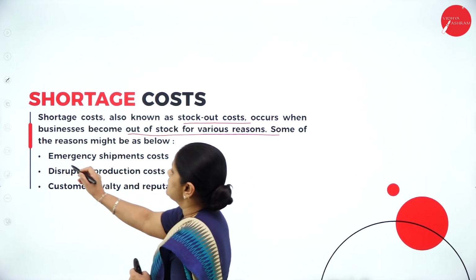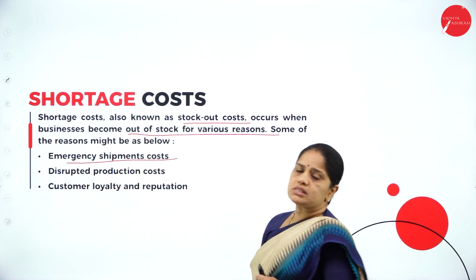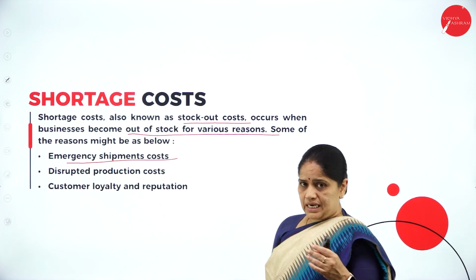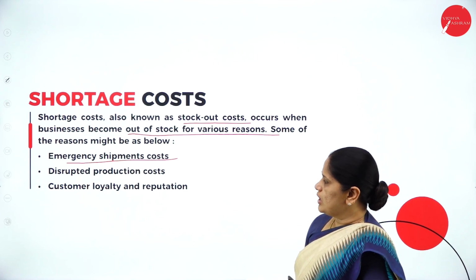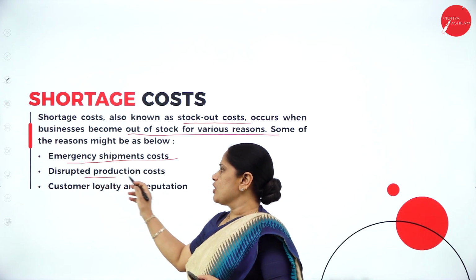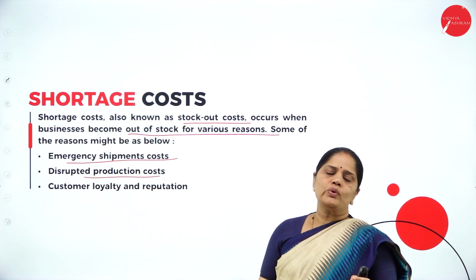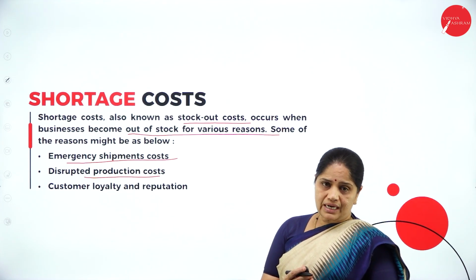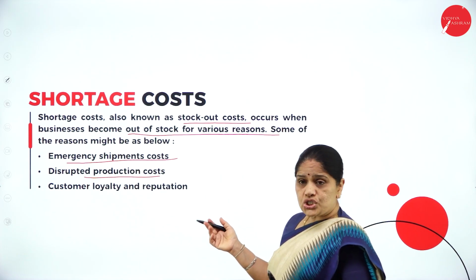Some of these reasons are emergency shipment cost. When the shipment has arrived and there is a cost involved, that is a part of the shortage cost. Then disrupted production cost. The production has come to a standstill because there are no raw materials to produce. So that is a disrupted production cost.